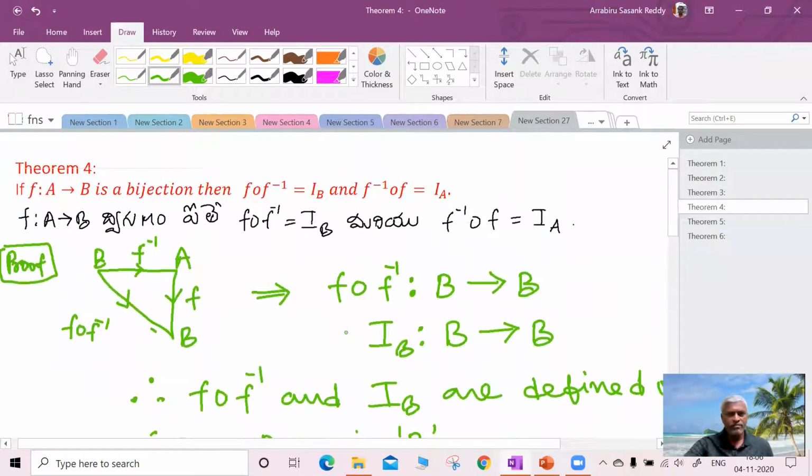Very simple theorem. If f is a bijection, then we have to show f circle f inverse is IB, as well as f inverse circle f is equal to IA.